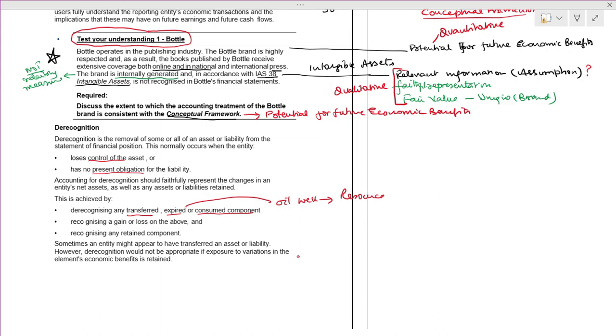Recognition of a gain or loss on the above, whenever you are transferring or selling, and recognition if there is any retained component. Recognizing any retained component, this is what we will cover again in detail.